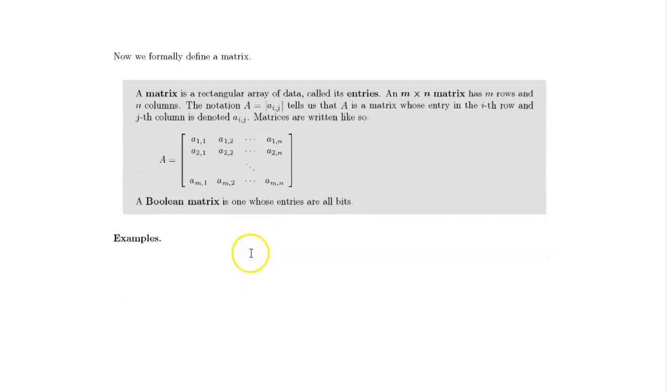Now that we've defined bits, we can formally define a Boolean matrix, or just generally a matrix, and the only ones we're going to talk about are going to be Boolean matrices. So a matrix is a rectangular array of data, but data is called its entries. An M by N matrix is a matrix that has M rows and N columns. When we write the notation A is equal to square brackets little a_ij, that tells us that capital A is a matrix whose entry in the ith row and the jth column is denoted by little a sub ij. When we write a matrix, we write it like this, as this kind of array, and a Boolean matrix is one whose entries are all bits.